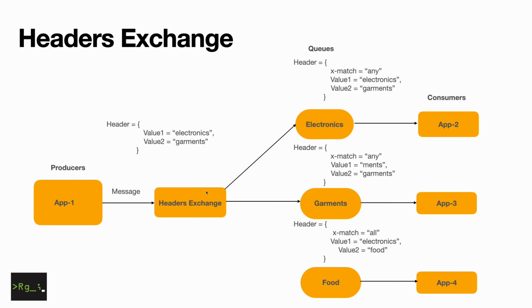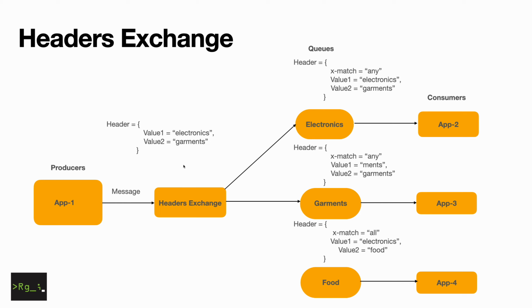So when you send a message to the header exchange along with the header, it will see what is the binding value, what is the header binding value over here. Suppose here we have x-match any. So it means if any of these values matches with this value, then the message will be propagated to this particular queue.